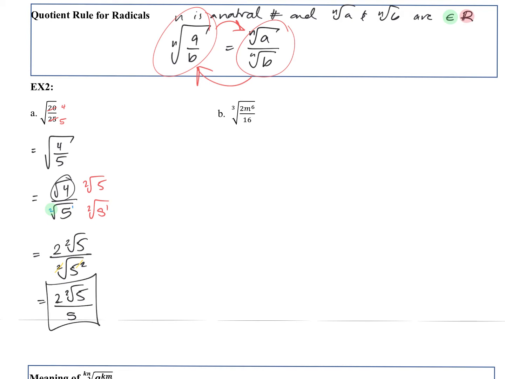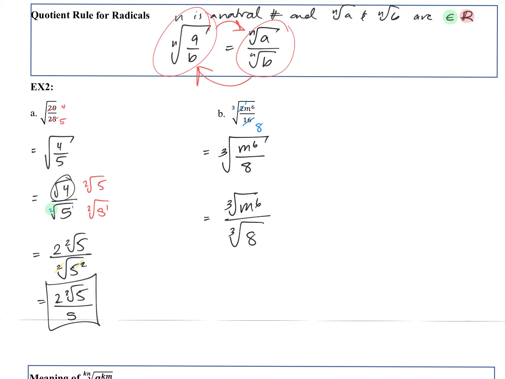All right, let's take a look at the next one. Can we simplify anything on the inside first? We can. We can simplify the 2 with the 16, so that'll be 1 on the top and 8 in the bottom. And that'll be the cube root of m to the 6th power divided by 8. Always simplify if you can. There's nothing else I can do with a fraction, so I'll go ahead and split this up. That'll be the cube root of m to the 6th divided by the cube root of 8.